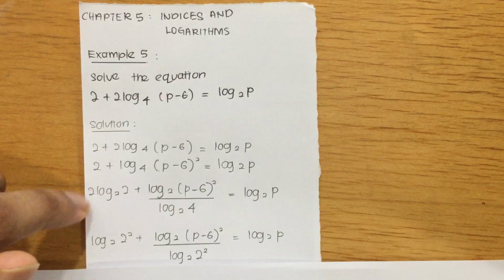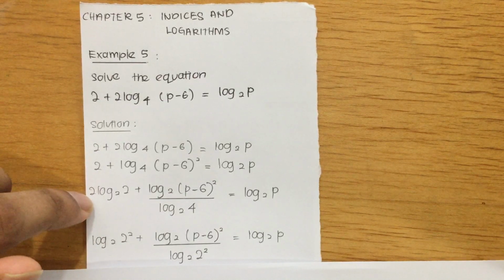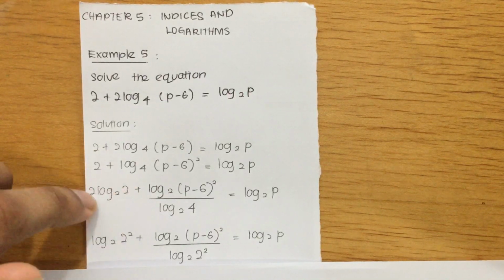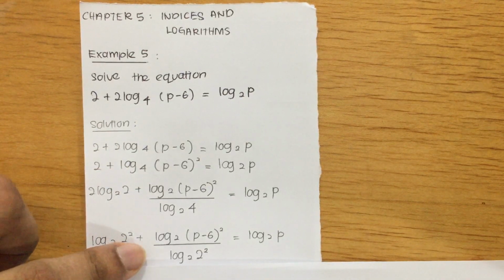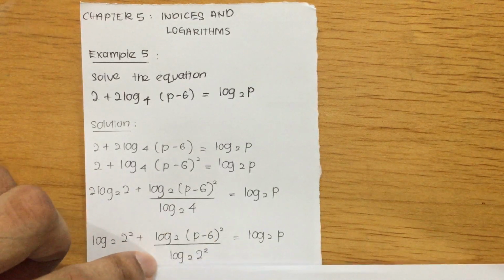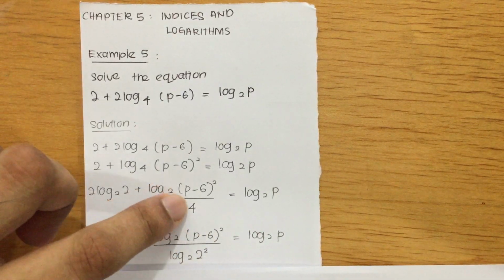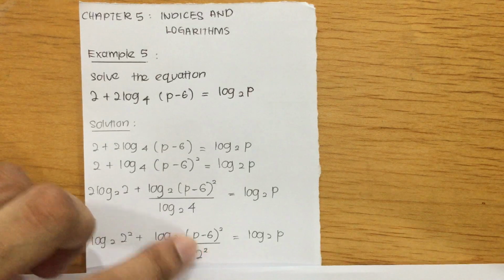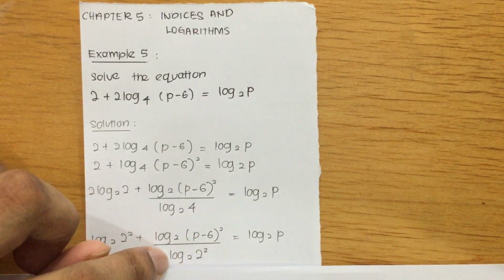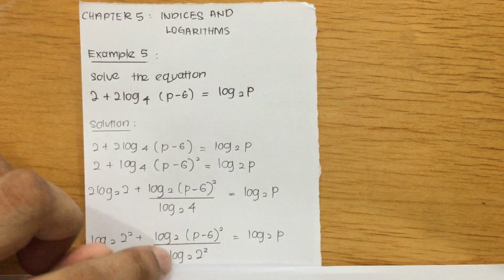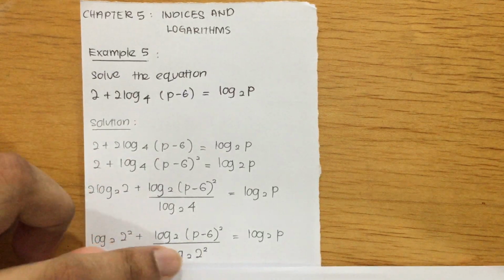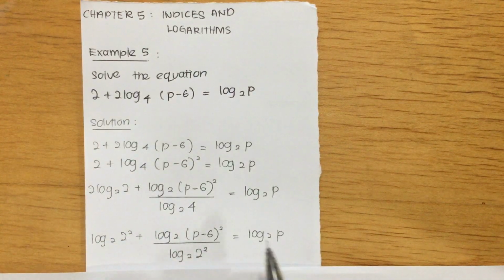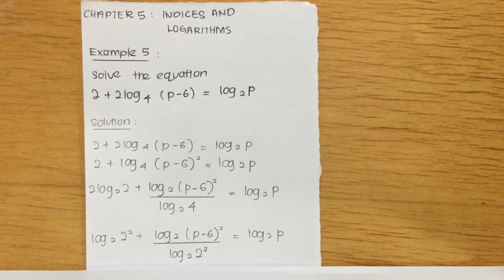So for the next step, the 2 on the left hand side, which multiplies log base 2 of 2, you bring it to the right hand side, and it becomes 2 squared, log base 2 of 2 squared, plus log base 2 of p minus 6 squared divided by log base 2 to the power of 2. So this 4 we can break down into 2 squared, which later we simplify into 2 log base 2 of 2. So the base and the number are the same, so we can simplify into 1. So 2 times 1 you get 2, and then it will be equal to log base 2 of p. Okay, continue to the next step.